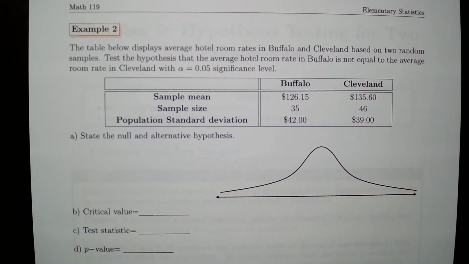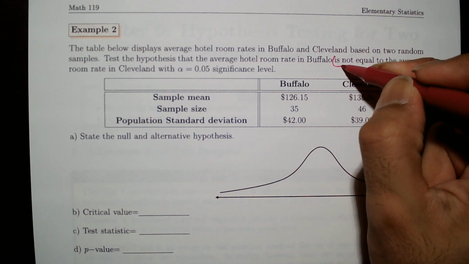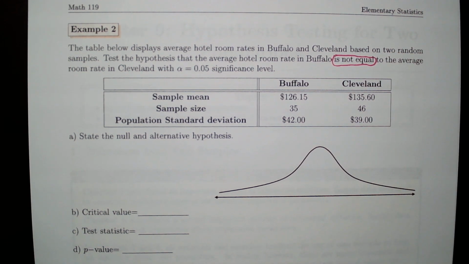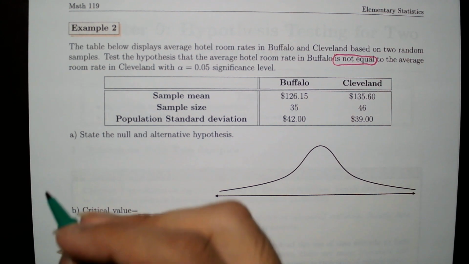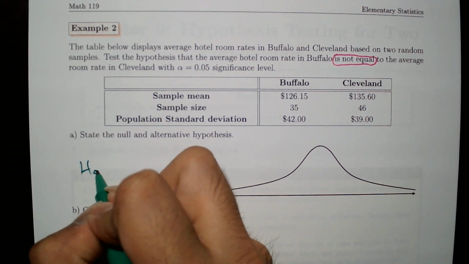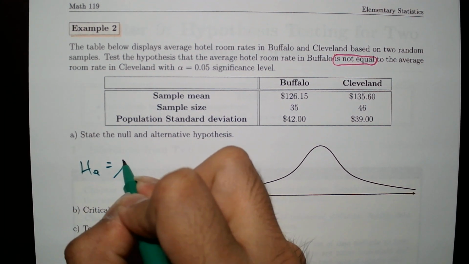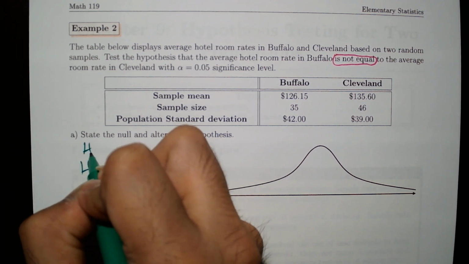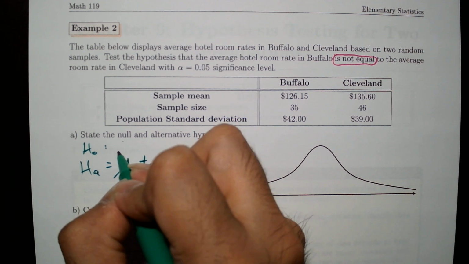So the table below displays average hotel room rates in Buffalo and Cleveland based on 2 random samples. Test the hypothesis that the average hotel room rate in Buffalo is not equal, what is that going to tell us, it's not equal to the average room rate in Cleveland. That is, the alternative will be mu1 is not equal to mu2, and the null, we assume they are the same.